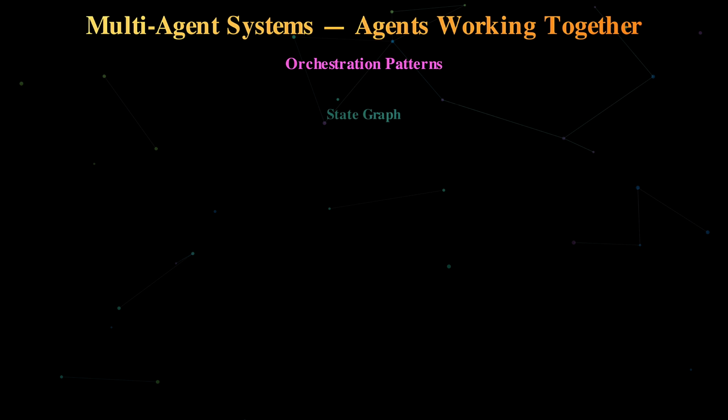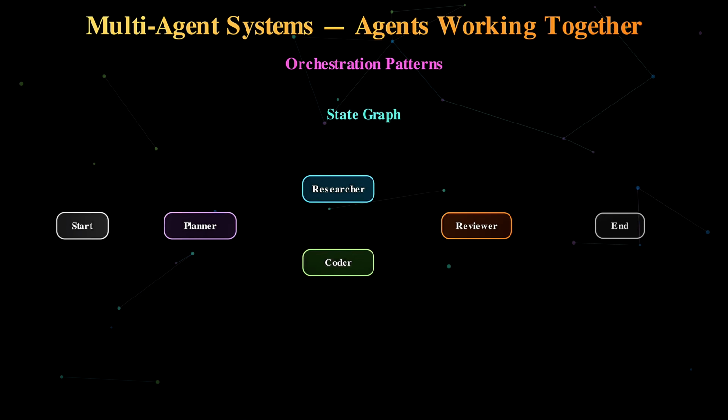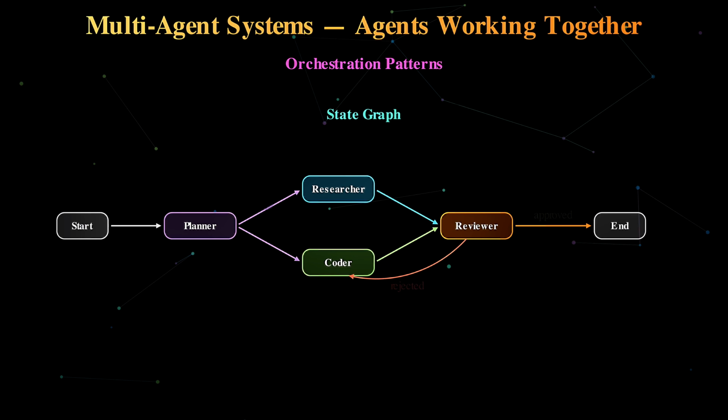In practice, orchestration is implemented using state graphs, directed graphs where each node represents an agent or a decision point, and edges define the flow of data between them. A state graph might look like: start, planner, researcher and coder in parallel, reviewer. If rejected, loop back to coder. If approved, end. The controller tracks which node is active, routes messages between agents, and handles branching and looping logic.